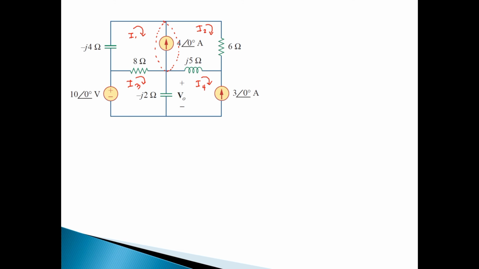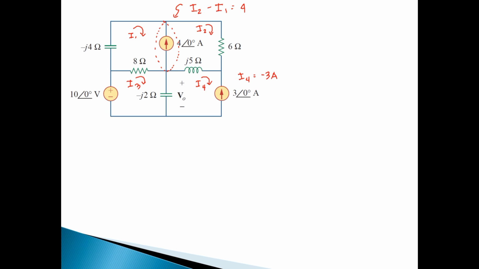So I4 is equal to negative 3 ampere. And then for the supermesh, we have the same direction with I2. So I2 minus I1 equal to 4. Okay, and then we'll consider this a supermesh.